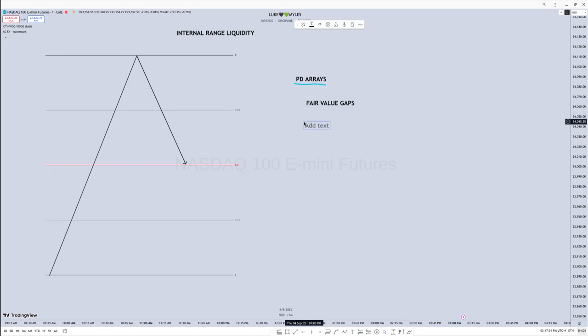Fair value gaps. We have order blocks. If we are to look at PDRs, we have something somewhat close to 81, 82, around there. We have volume imbalances, and so on and so forth. So we shall be looking at mainly fair value gaps, order blocks, and volume imbalances in this trading space. You don't need to be knowing everything.